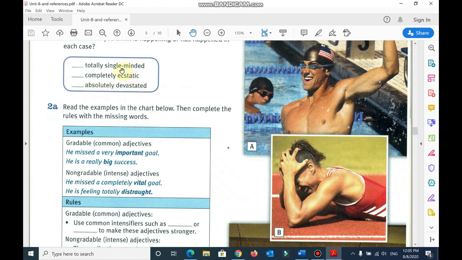Single-minded is when you have only one objective in your mind and you focus all your efforts to achieve that objective. We call it single-minded. For example, you are now single-minded on your study. So you can say, I am totally single-minded on my study.